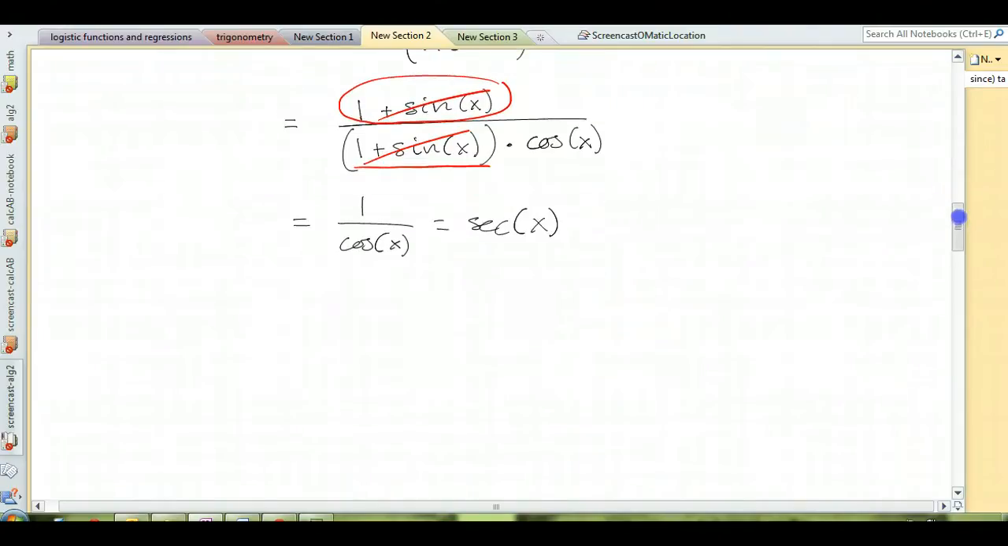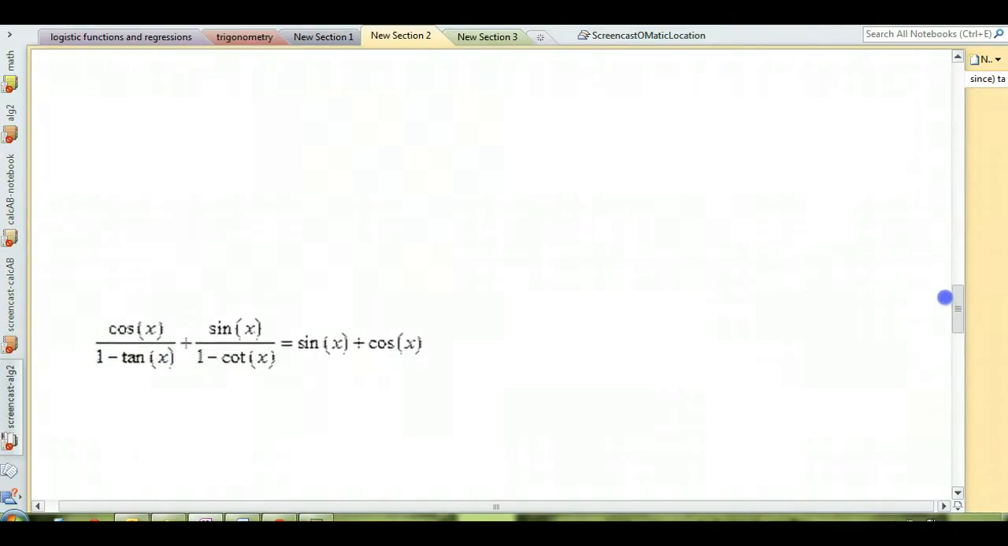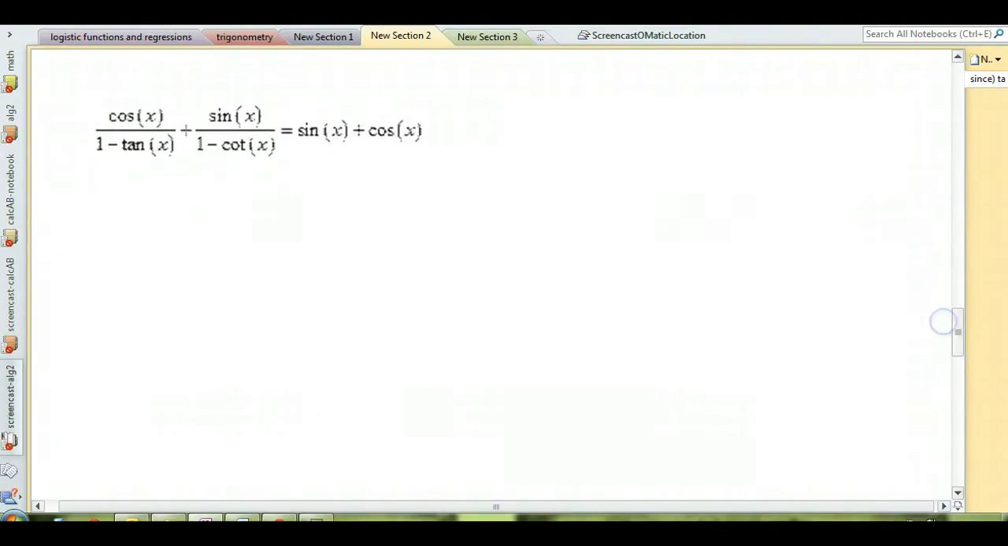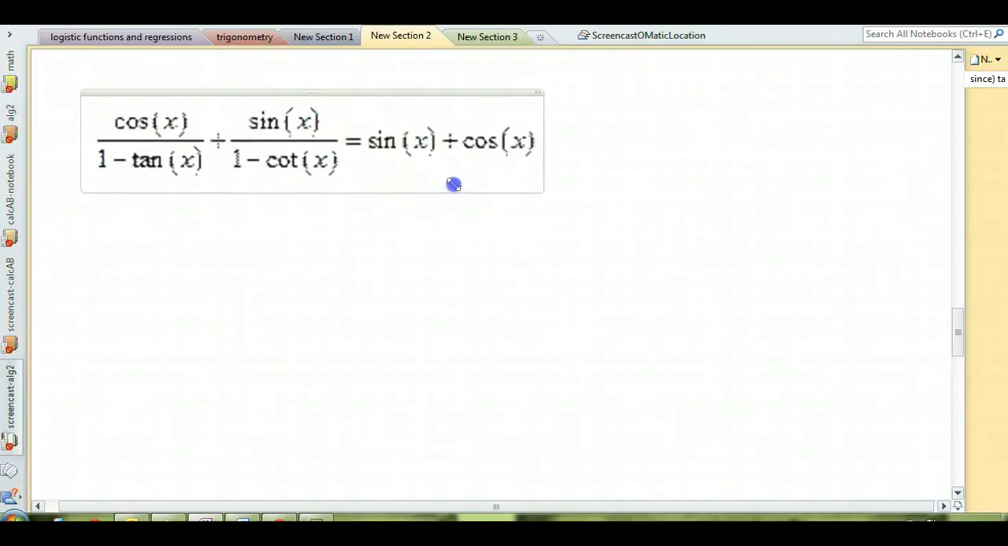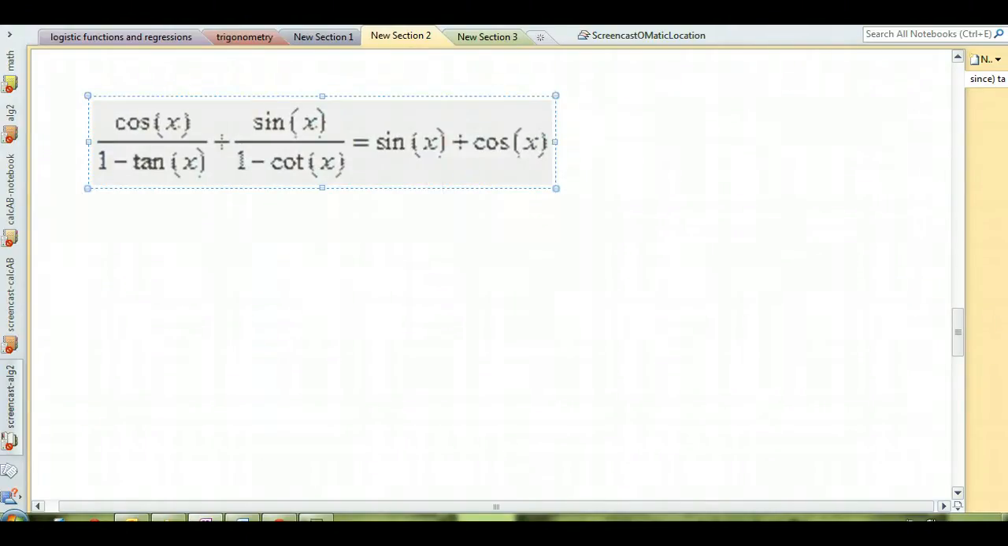Let me show you a second one. Right here. So this time, let me make it a bit bigger here. This time, I am given the second side. I'm supposed to show that the first side is equal to sine plus cosine. It's kind of interesting.